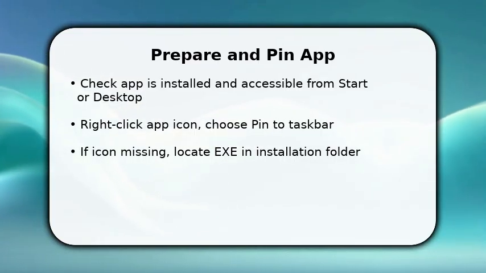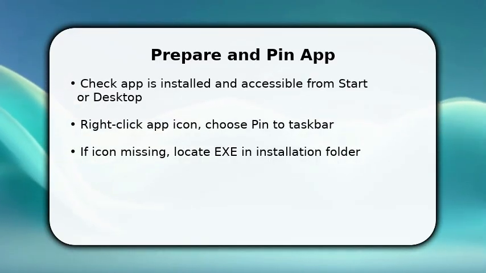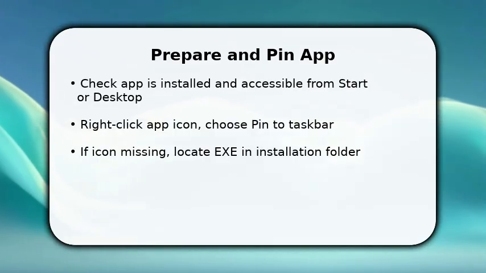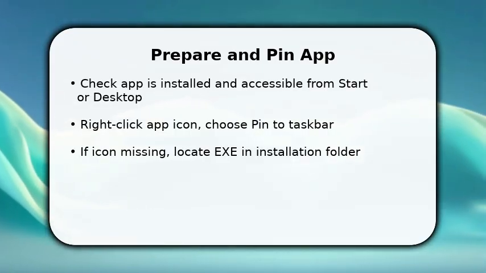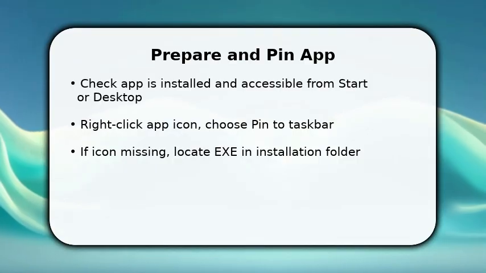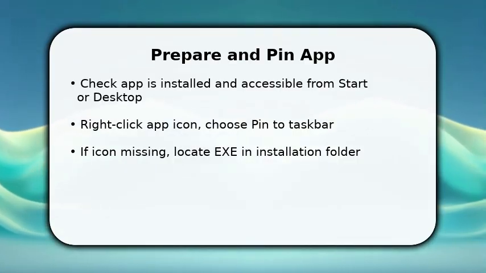If you can't find the app, open File Explorer and navigate to the program's installation folder, then right-click the exe and choose Send to Desktop, create shortcut. Make sure to run as administrator only if permission blocks pinning.